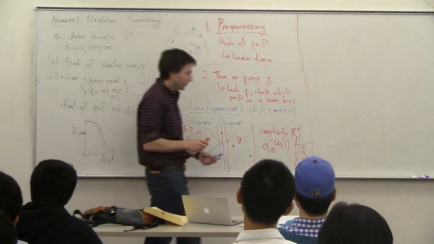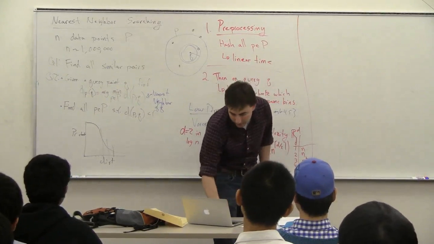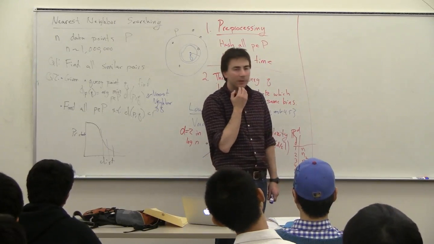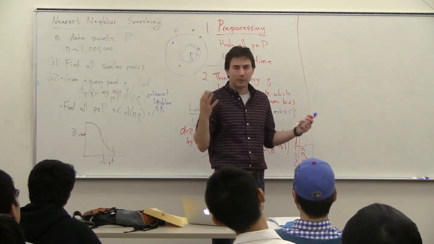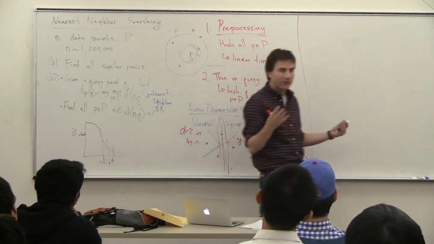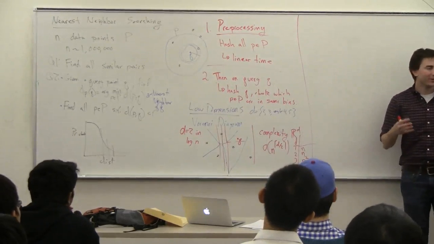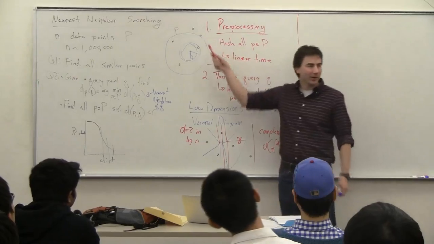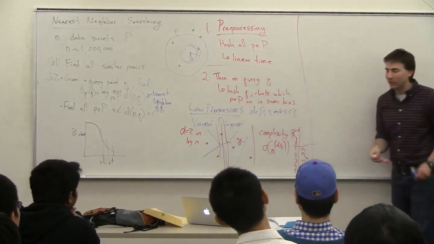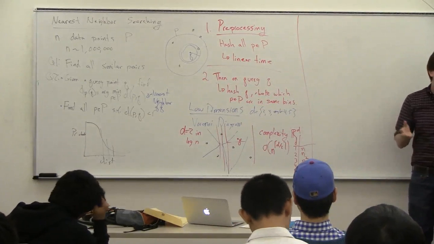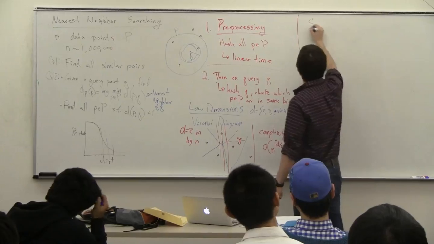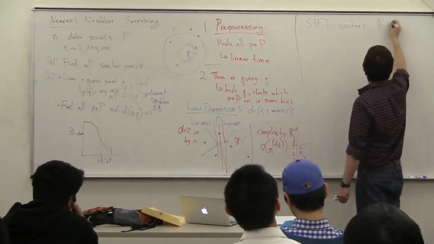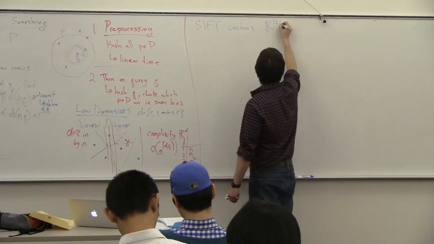But before I do this, I want to take a short break. Some people may be wondering, I'm talking about these high-dimensional data points. Do you ever actually get these high-dimensional data points? Most data you see, everything I've drawn on the board, has been in two dimensions. So let me give an example of where you get high-dimensional data points. There are these things called SIFT vectors, which lie in R128, so d equals 128 dimensions.